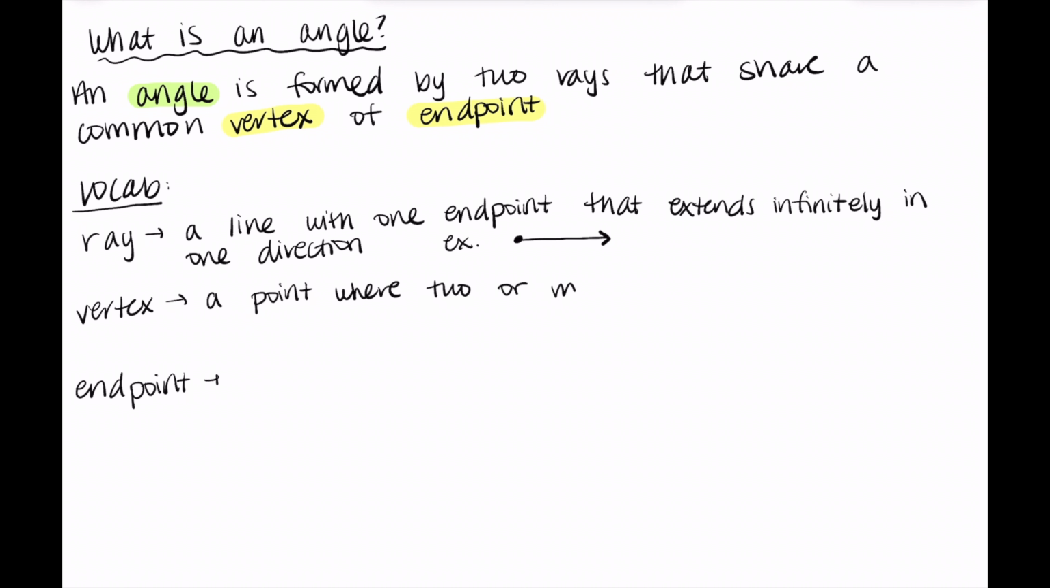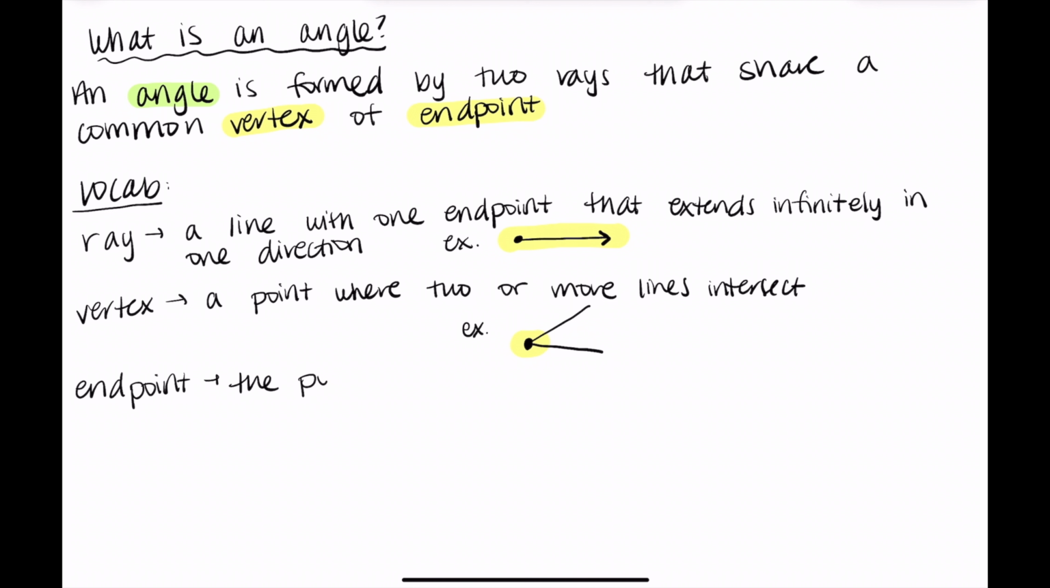Now I'll move on to vertex. The definition of a vertex is a point where 2 or more lines intersect. So what does this look like visually? Well, let's draw it out. So we have a point, right? And then 2 lines or more could be intersecting there. So we'll label our point with the endpoint, and that is where our vertex would be because that is where the 2 lines intersect and meet.